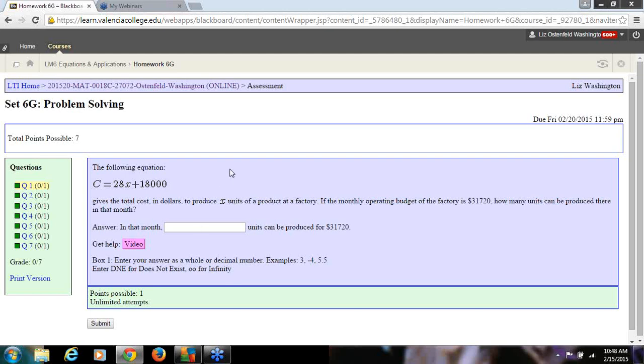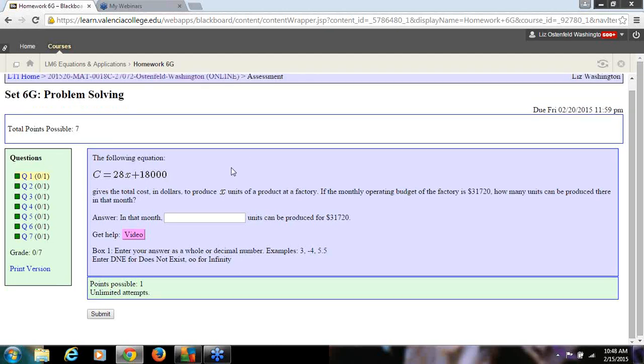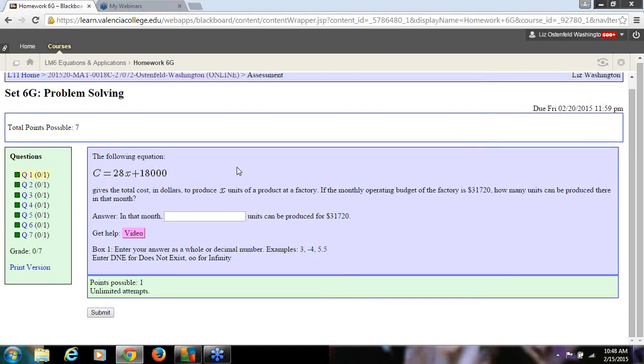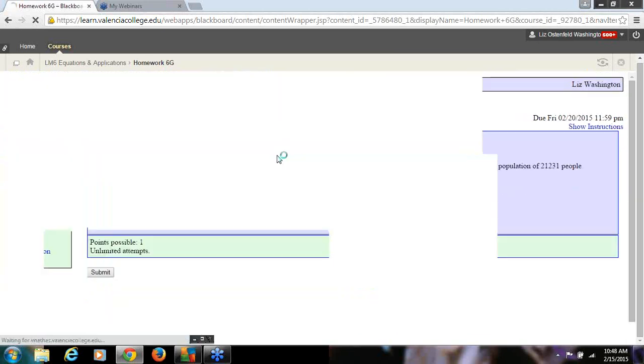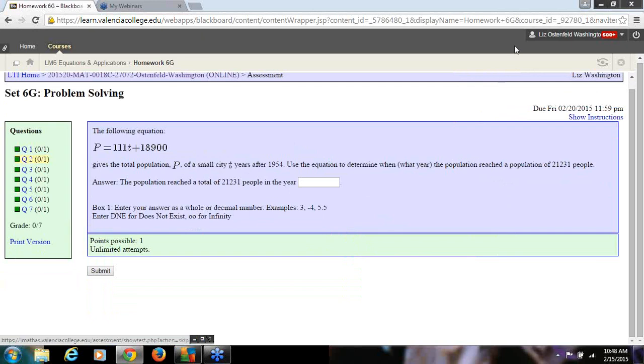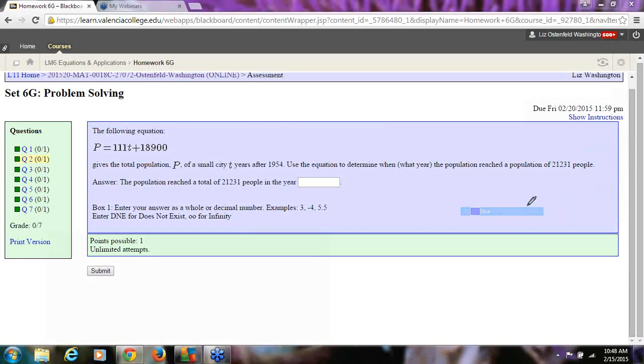Alright, so this person asked for 6G number 2, 6, and 7. That was you, Ivana, right? So let's look at number 2. I have to make my screen a little smaller so I can actually see it. Alright, so it says, let me change my color. I don't want red. I like blue.